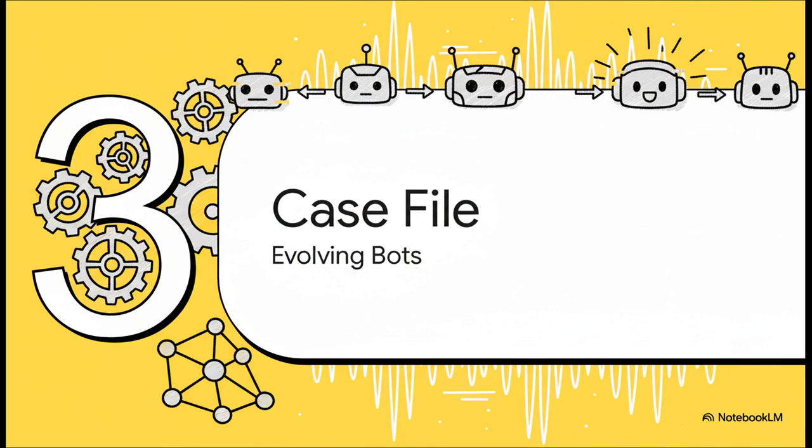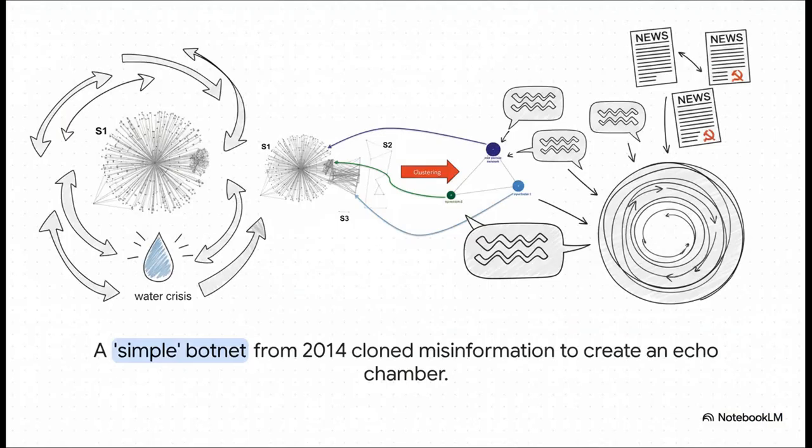We're going to look at a couple of case files. And first up, bots. You'll see how these automated accounts have evolved at a pretty terrifying pace. So let's rewind to 2014. During the Crimean water crisis, researchers found these botnets that were honestly pretty simple by today's standards. If you look at this network map, you can see it's basically one central group of accounts just spamming the same pro-Russian articles over and over. It's effective at creating an echo chamber for sure, but structurally, it's not very sophisticated.